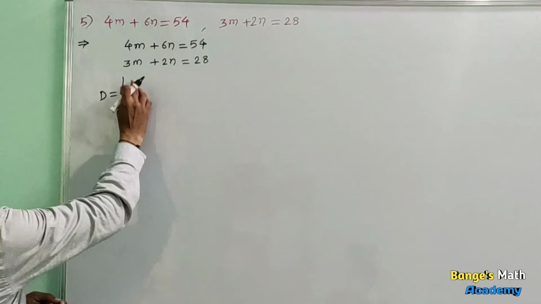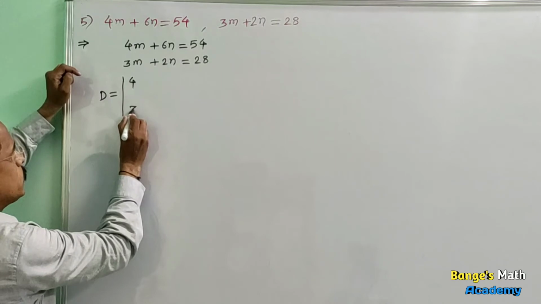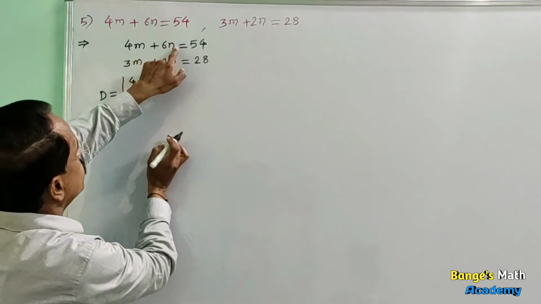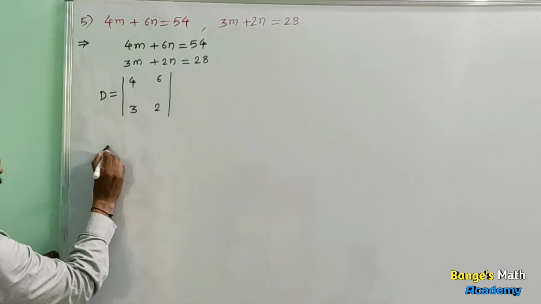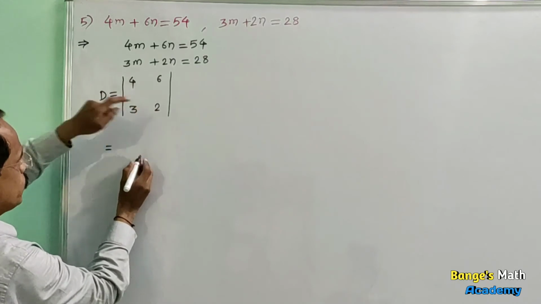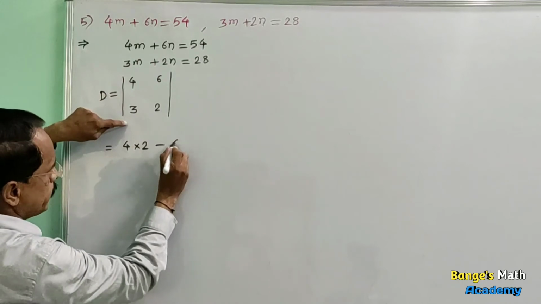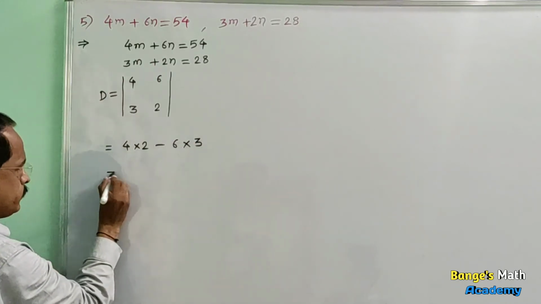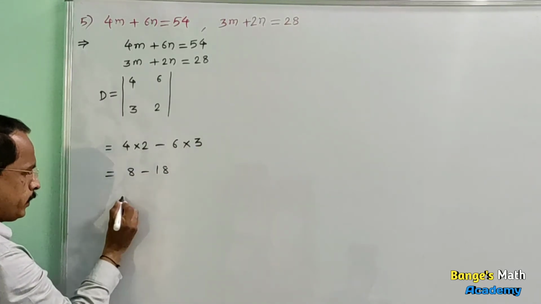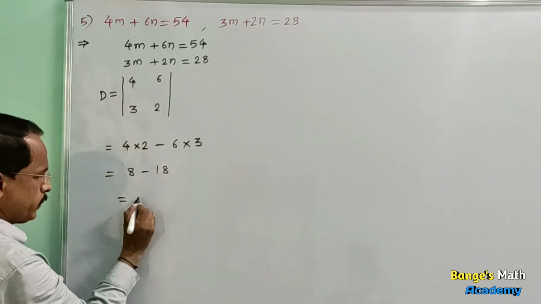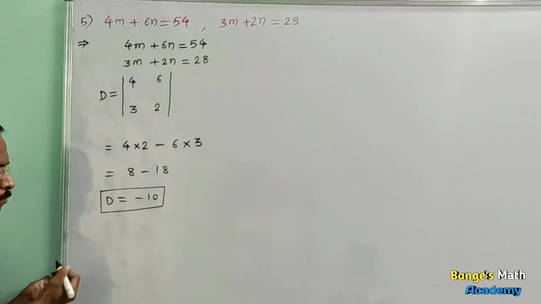d is equal to, in first column write down coefficients of m: 4, 3. In second column write down coefficients of n: 6, 2. Simplify this. First of all take product of 4 into 2, minus, then product of 6 into 3, is equal to 4 into 2 is 8, minus 6 into 3 is 18. Subtraction of this, 8 minus 18 is minus 10. We get value of d is minus 10.